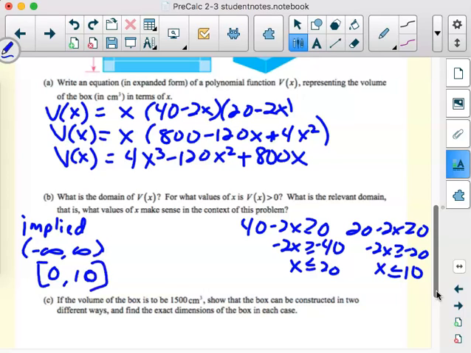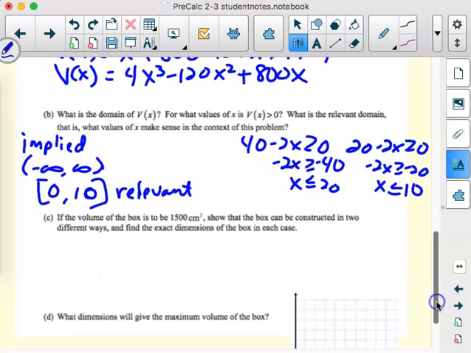All right, so there's our domain. And this would be our relevant domain. This is what makes sense for this problem. You know, common sense tells us that. And then for C, it says, what if we tell you that the volume of the box needs to be 1,500 cubic centimeters? Well, we put that in for v of x.